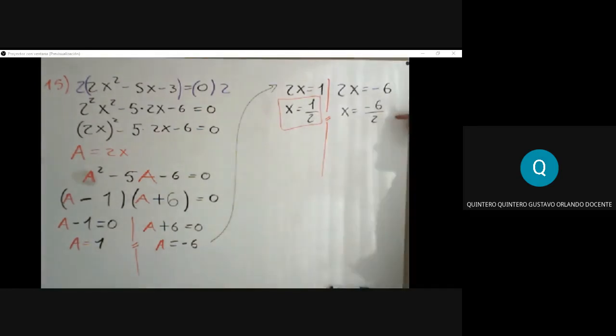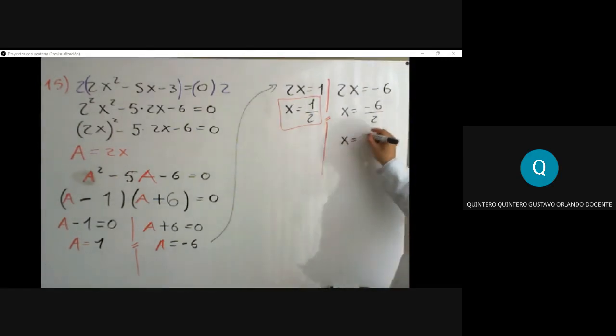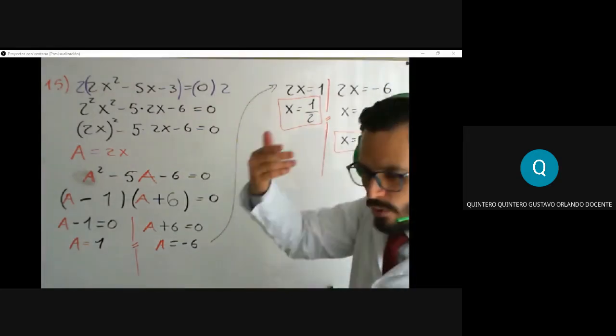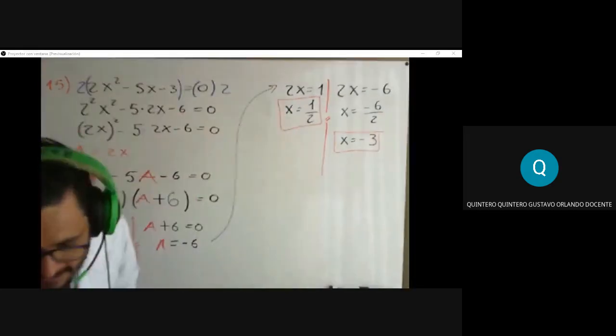Oh, but look at this. -6/2 can be simplified, right? We can simplify this. -6/2 is the same as -3. So we have our two solutions here. 1/2 and -3. And just like that, we are done with point 15, guys.